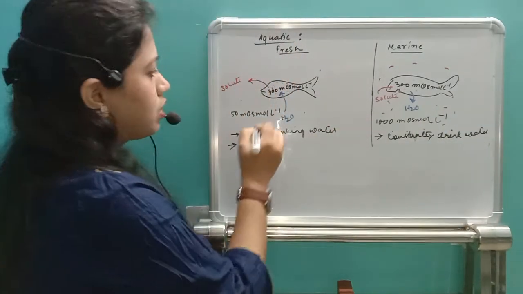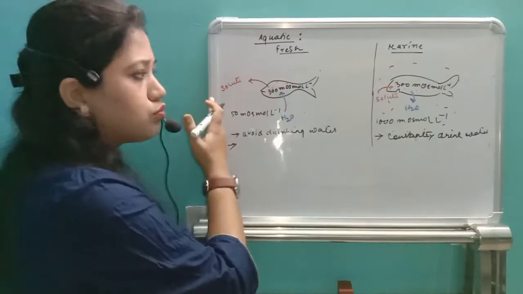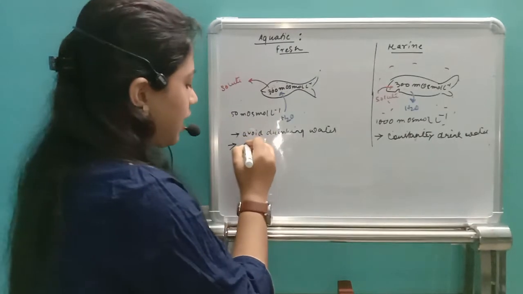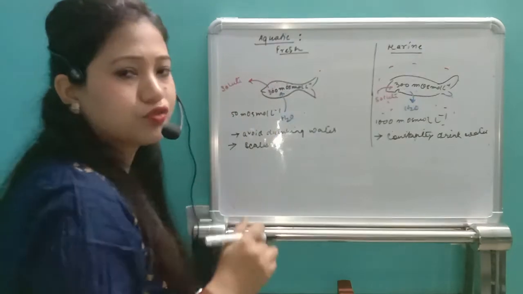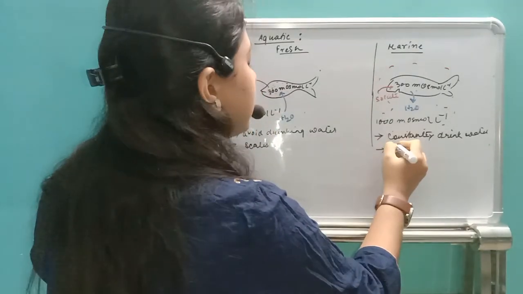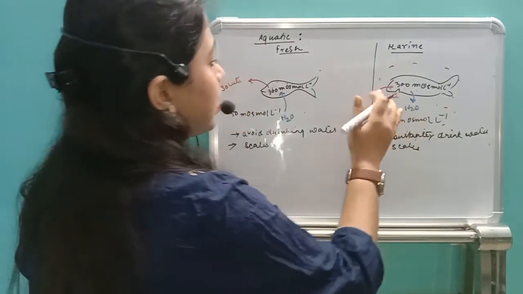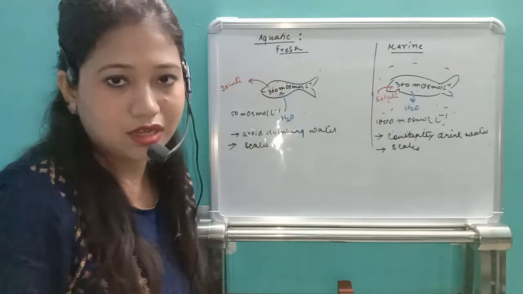Next thing, to avoid the solute movement from their body to outside, they have the scales. So these scales will prevent the solute loss from their body, and yes, also they have scales so that excess solute will not enter inside their body.